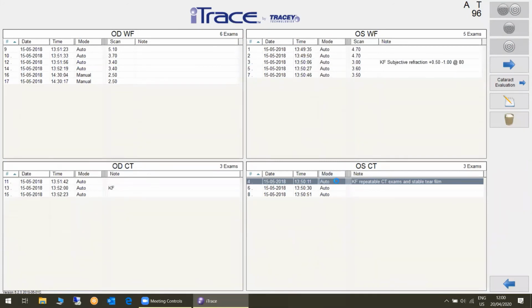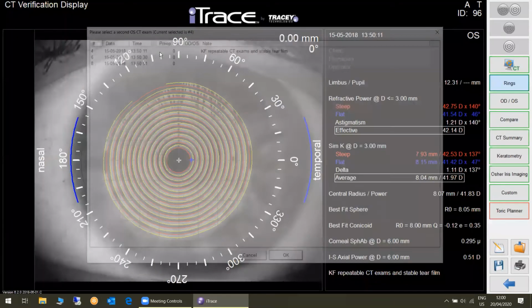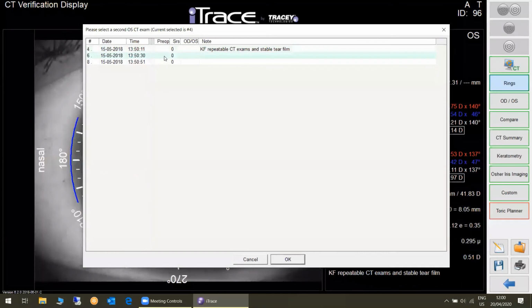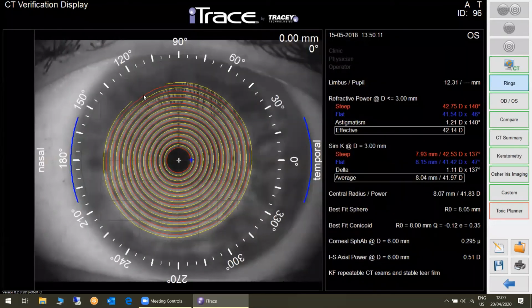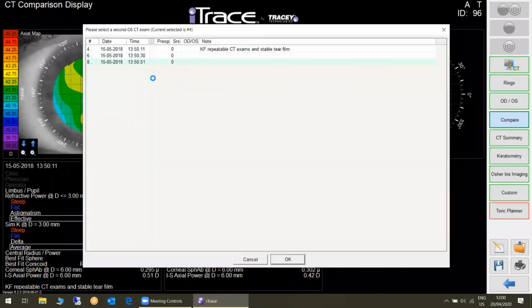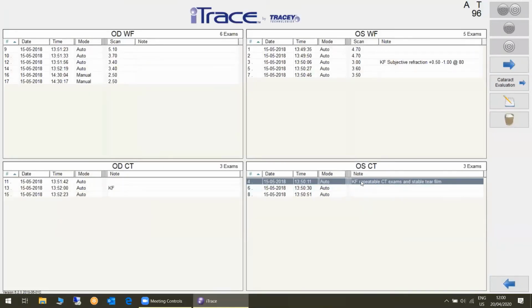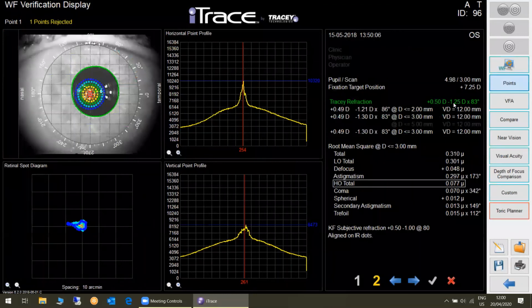What I normally do is to have repeatable topographies. So I take 3 images always, 4, 6, 8. So I repeat this minus this is this. And then this minus this is this. So we have very good reproducible topographies. So I'm happy with this. I took this refraction, well, I took this wavefront. The subjective was +0.5 -1 at 80. And we found +0.5 -1.25 at 83.